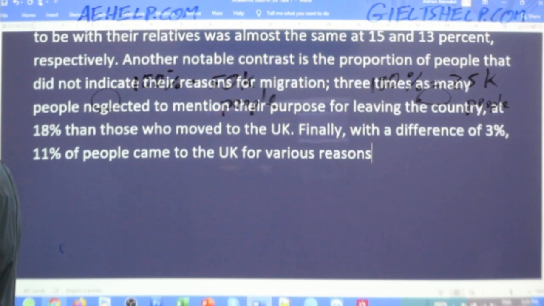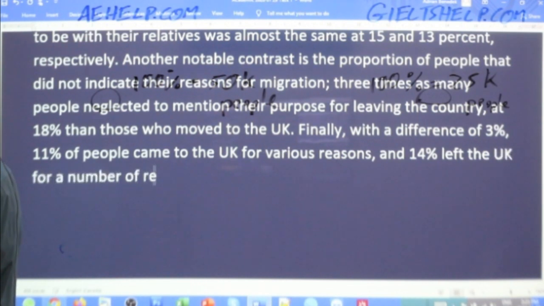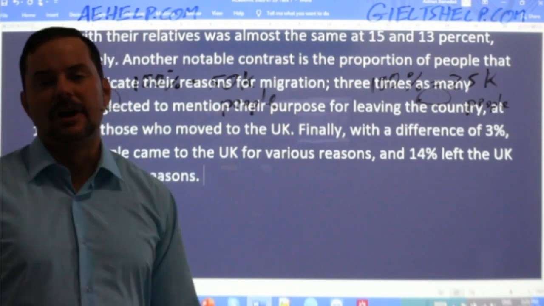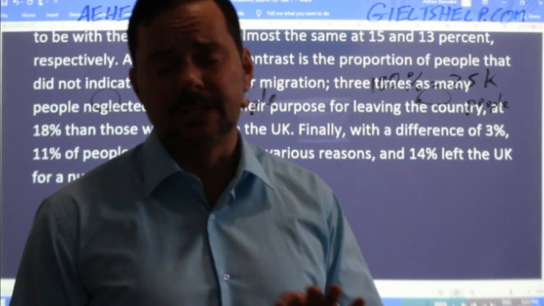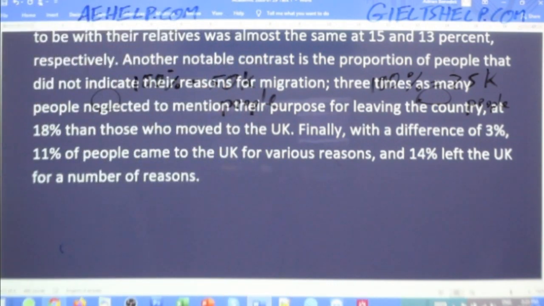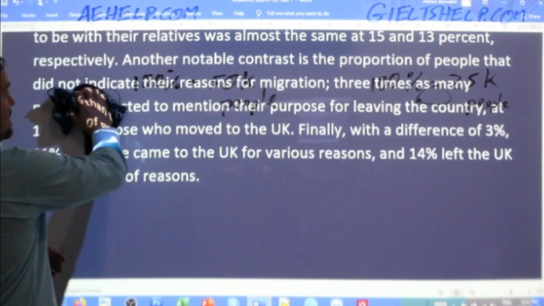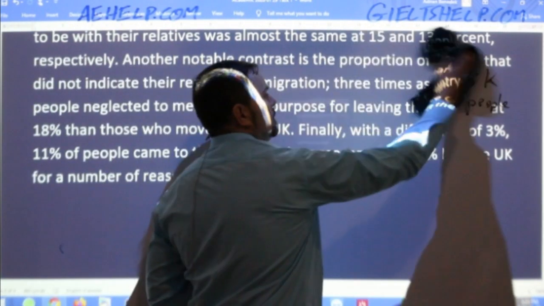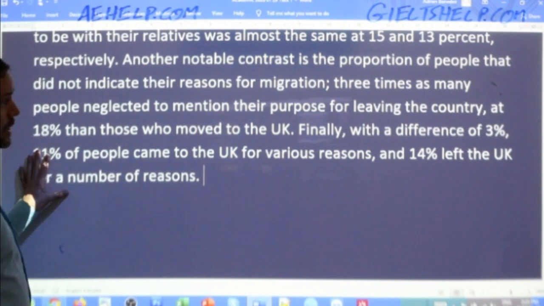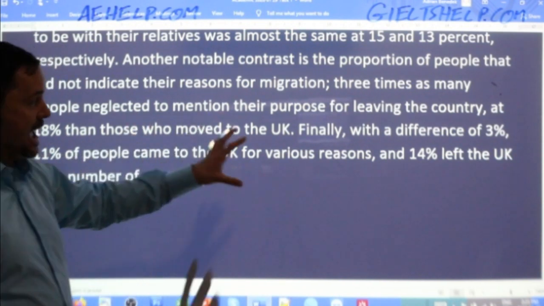And 14% left the UK for a number of reasons. Okay? Something like that. Now, if I'm running out of time, like if I've already spent, let's say 18 minutes on this task 1, and obviously we've spent a lot more, I probably wouldn't even include other. So you can still get a band 9 if you don't include every piece of information.